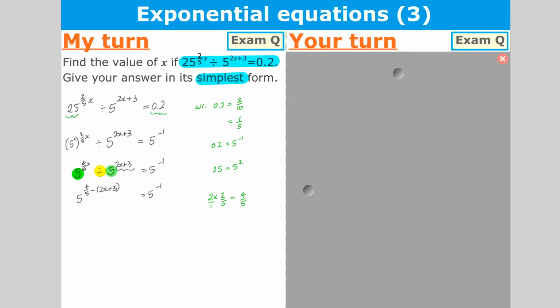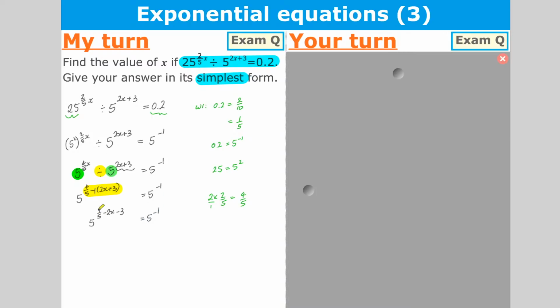So to try and tidy up this, I hope you're bearing with me. This one is tricky. I told you, it's not for the faint-hearted. This is 5 to the power of 4/5, and it's really like negative 1 times both terms. Subtract 2x, and then negative 1 times positive 3 is negative 3, equals 5 to the negative 1.